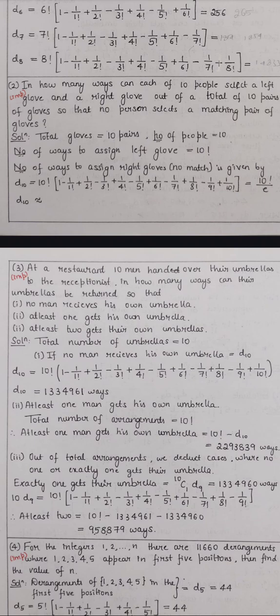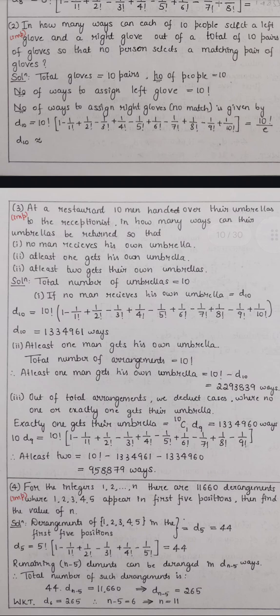d10 we will get as 10 factorial by e. It will be of some larger value, so you have to add both of them.